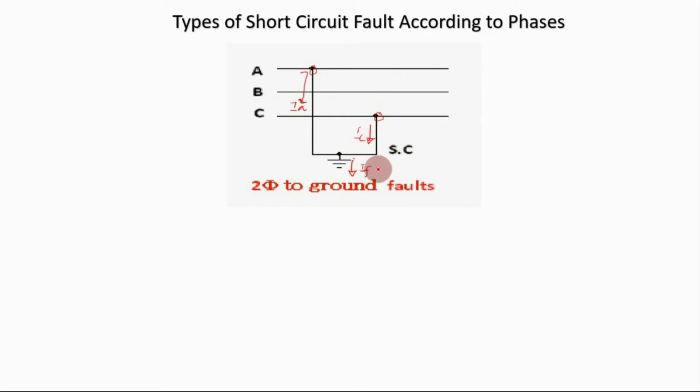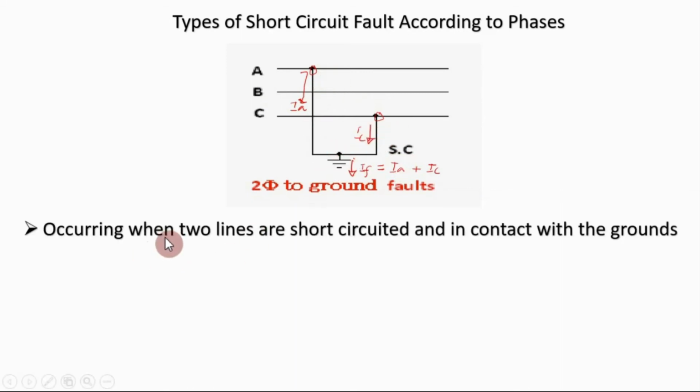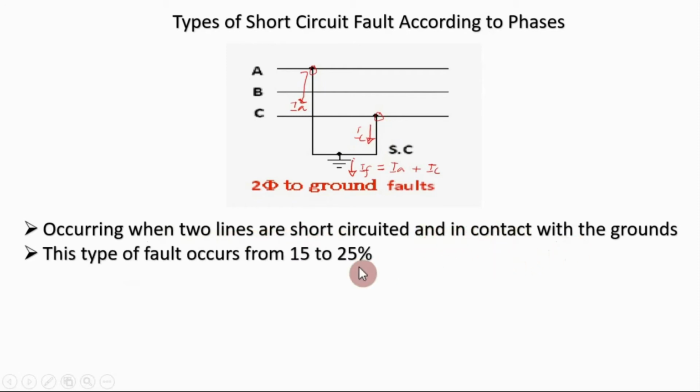The fault current here is actually, you'll notice, the current of line A added to the current of line C. Current B is 0. And not only A and C, it can be B and C connected to the ground, or A and B connected to the ground. By the way, this is occurring when two lines again are short circuited and in contact with the ground. This type of fault occurs 15 to 25% of the time.